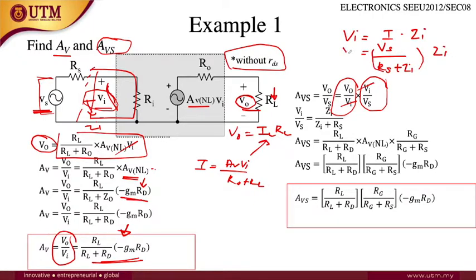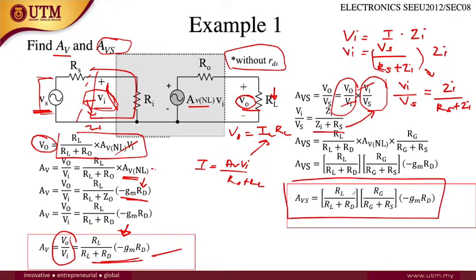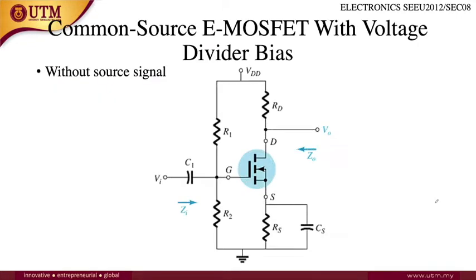So since you need to find VI over VS, rearrange this equation. It will be VI over VS equals ZI over RS plus ZI. You can just replace inside this equation, and you will get your final answer like this. If the values are given to you, you can just replace all these values. All right, so let's look at another example.